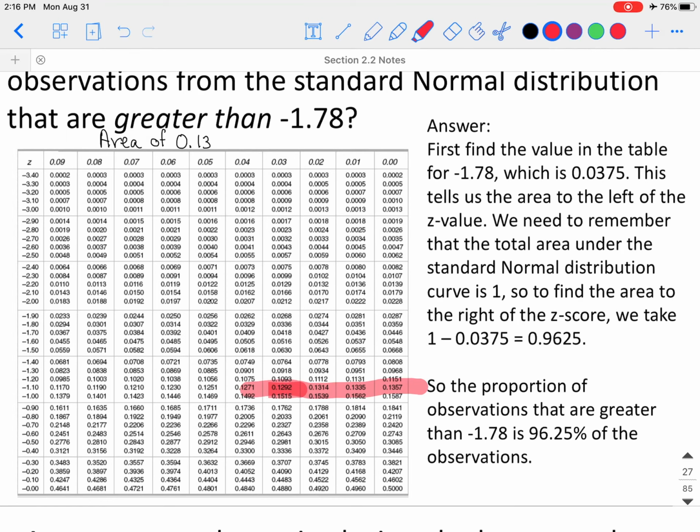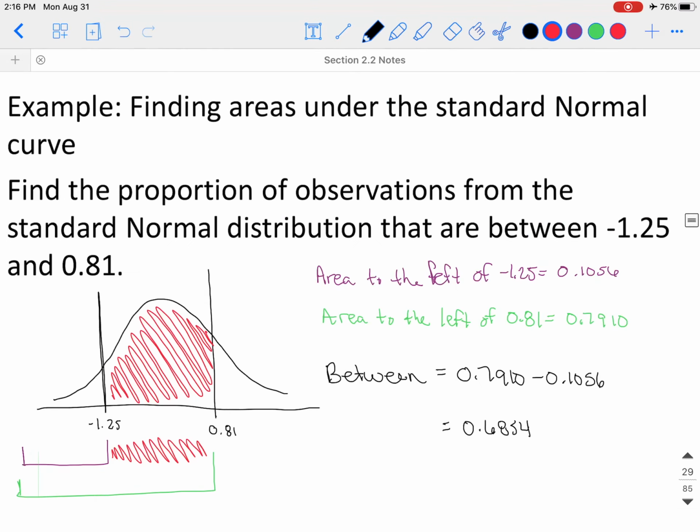So you would follow that over on the row and on the column, and we would see that the z-score that corresponds to that area, the closest one we have, is negative 1.1, and then we have the 3. So that's how you can use this backwards. If they give you the area, you can find the closest z-score.